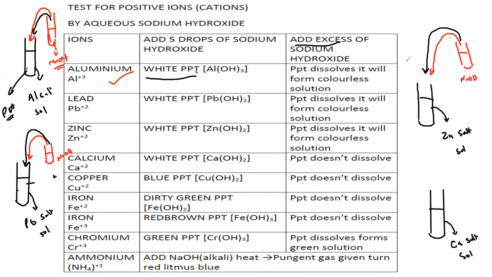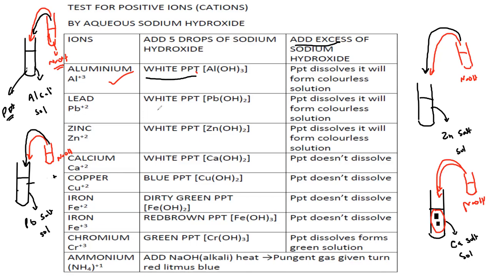Now what we did, we are adding sodium hydroxide. First we add 5 drops. The moment we add sodium hydroxide, what we'll observe is a white precipitate. I am drawing black here just to represent, but in practical, it will be a white precipitate. But when we add excess, meaning too much sodium hydroxide, this precipitate will not dissolve. We will see the solid remain there and the precipitate does not dissolve.